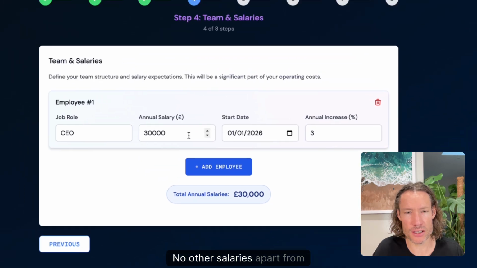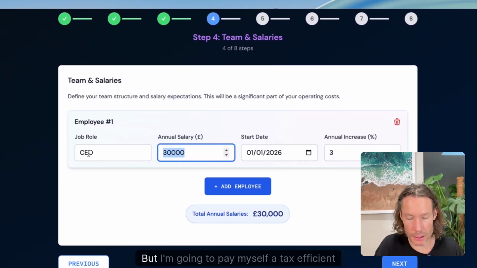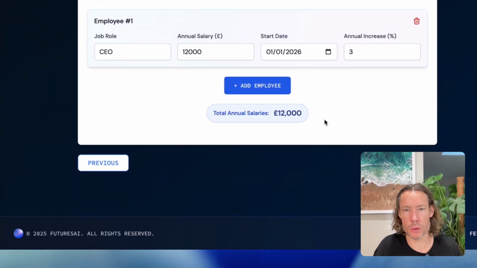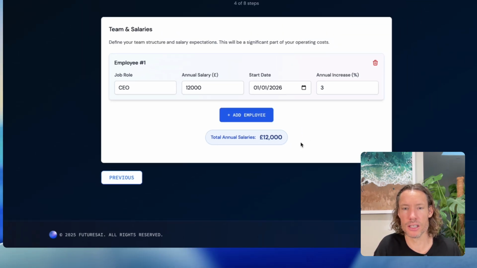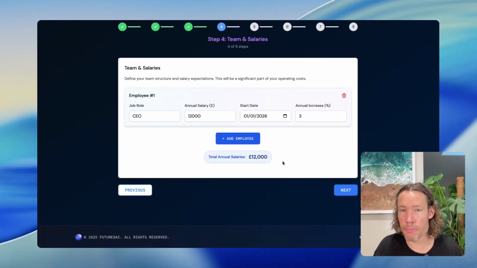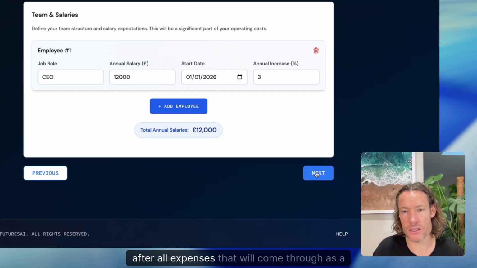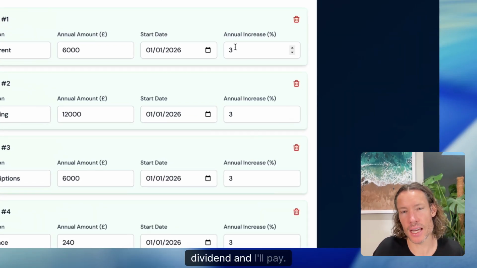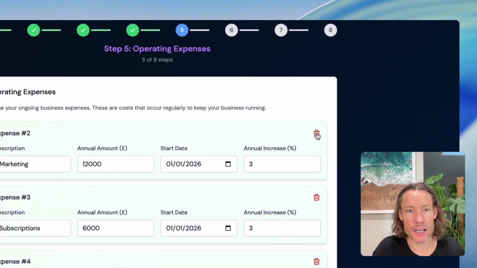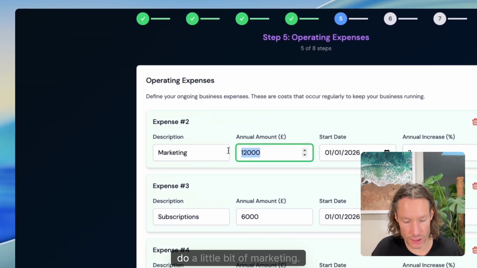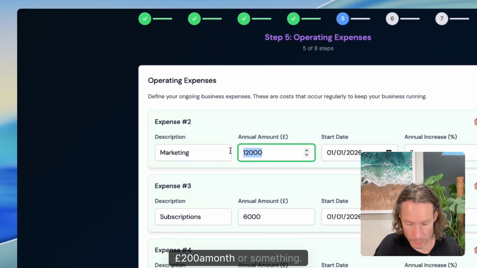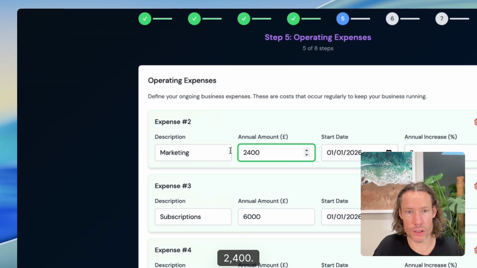Great. No other salaries apart from mine, but I'm going to pay myself a tax efficient salary, 12 grand. So I don't pay tax on that, income tax that is, but I will pay myself whatever the remaining profit is after all expenses. That will come through as a dividend and I'm not going to get an office. I will do a little bit of marketing, £200 a month or something. So what's that? 2,400, perfect.